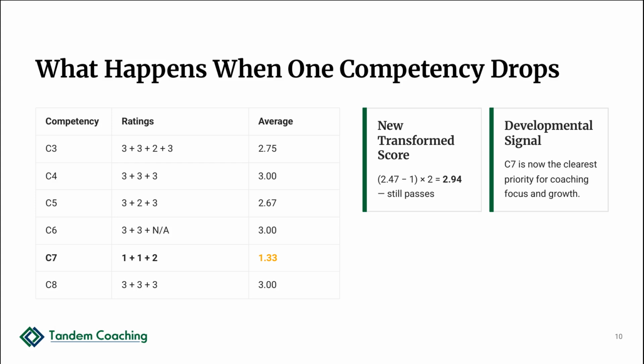Now watch what happens when one competency drops significantly. Same example, but C7 drops to 1, 2, 1, average 1.33, new total raw score 2.63, transformed 3.26, still passes. 3.26 is above 2.8. But C7 at 1.33 is a clear developmental priority. Drop it further and the total falls below the threshold. That's why consistency across competencies matters. One strong competency can carry the average up, but one very weak competency can pull everything down.